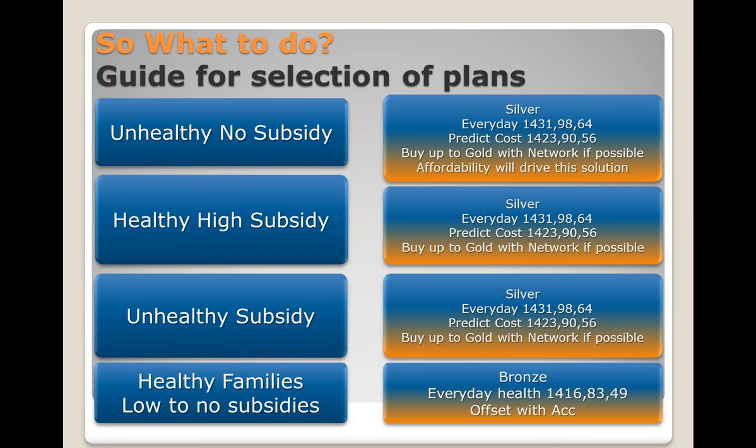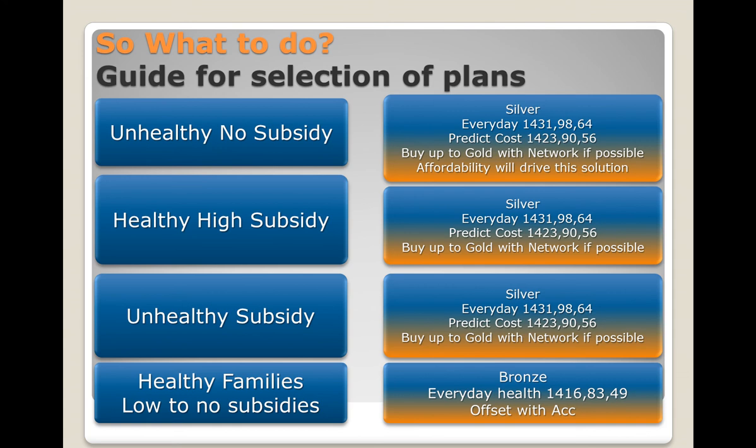Healthy families with low to no subsidies, then you're really going to want to look at the bronze programs. What that's going to do is if they're not going to have a lot of subsidy, it's going to take that everyday health plan, the 16, the 83, or the 49. And you really look at that plan. Now, if they're unhealthy and they're subsidized, well, always going to want to try and buy up to gold with a network if at all times you can.